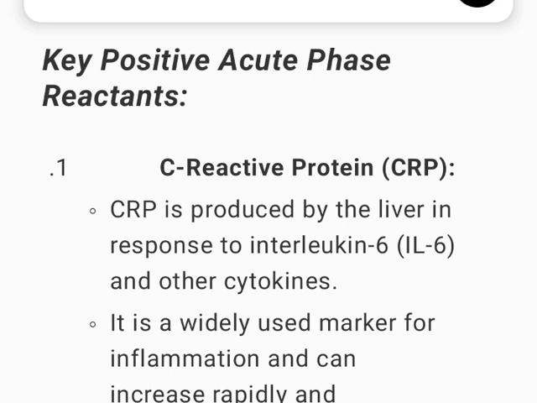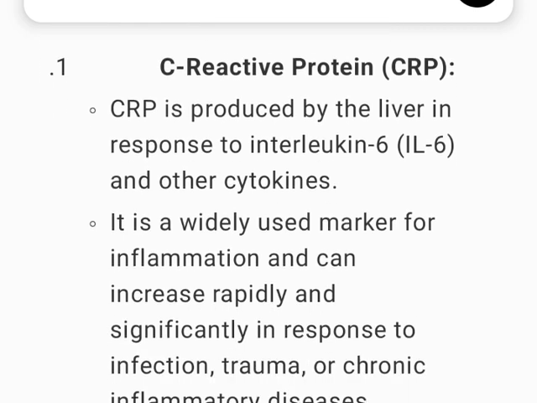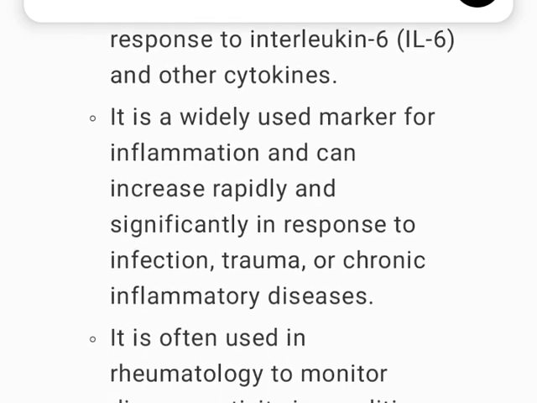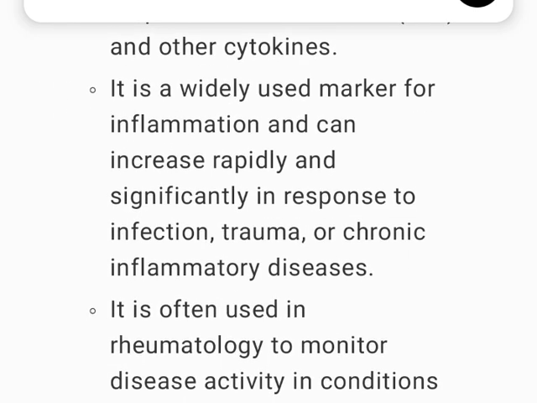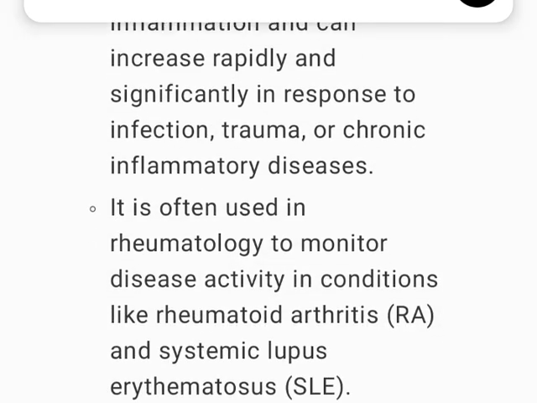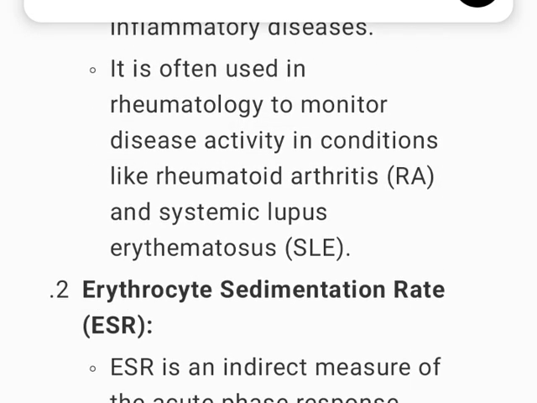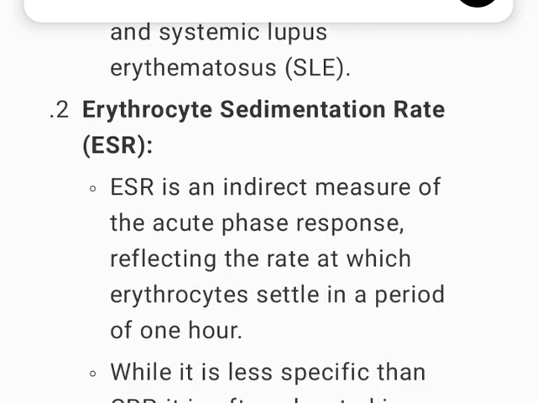1. C-reactive protein, CRP. CRP is produced by the liver in response to interleukin 6, IL-6, and other cytokines. It is a widely used marker for inflammation and can increase rapidly and significantly in response to infection, trauma, or chronic inflammatory diseases. It is often used in rheumatology to monitor disease activity in conditions like rheumatoid arthritis, RA, and systemic lupus erythematosus, SLE.